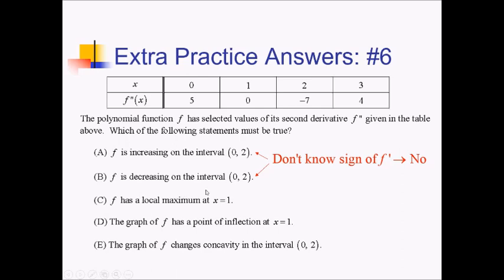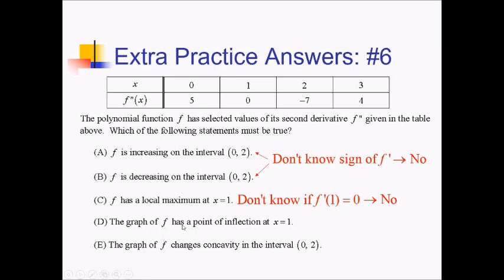Next one, f has a local max at x equals 1. Well, for this, since it's a polynomial, we would need to know that f prime of 1 was 0. We don't know that, so this is also a no. All we know is that f double prime of 1 is 0. So all that means is we have a possible point of inflection there. Don't really know much else.